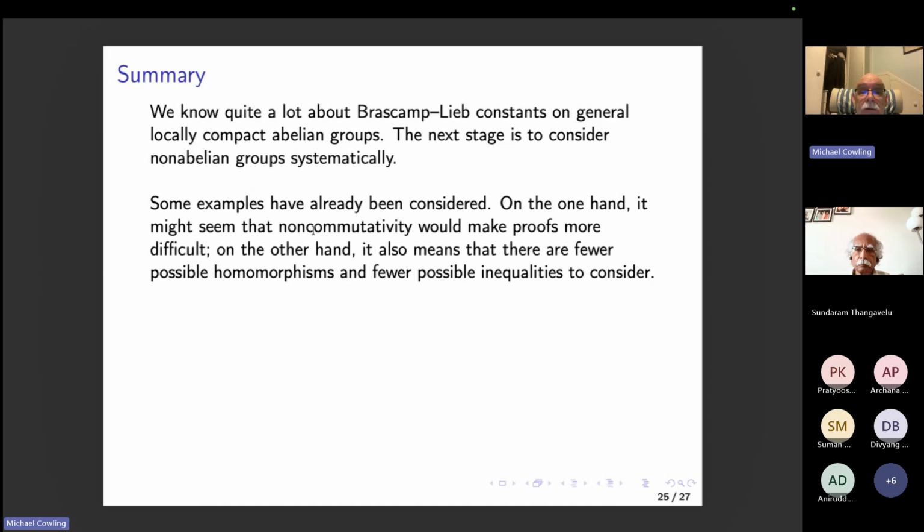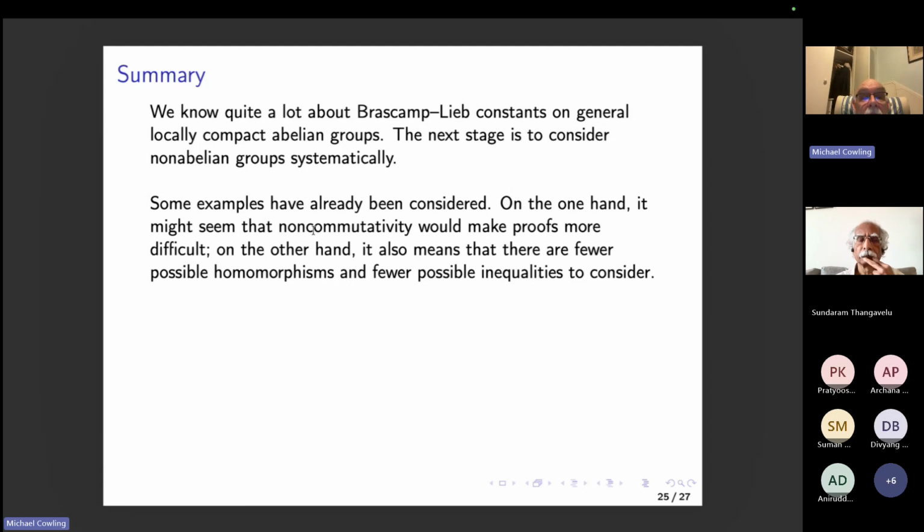So let me just summarize. We know a lot about Brascamp-Lieb inequalities on locally compact abelian groups. We're now beginning to look at non-abelian groups, and some examples are being considered. On the one hand, it might seem that non-commutativity would make things harder, but it also means that there are fewer possible homomorphisms and fewer possible inequalities to consider. So that's the end of what I wanted to say.